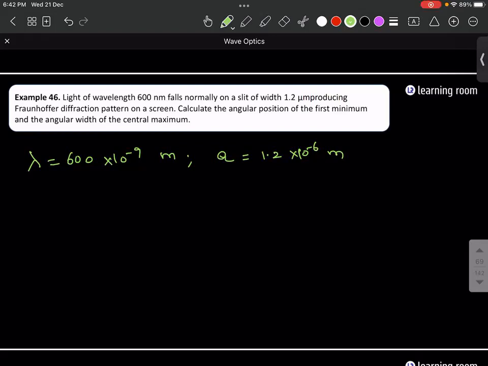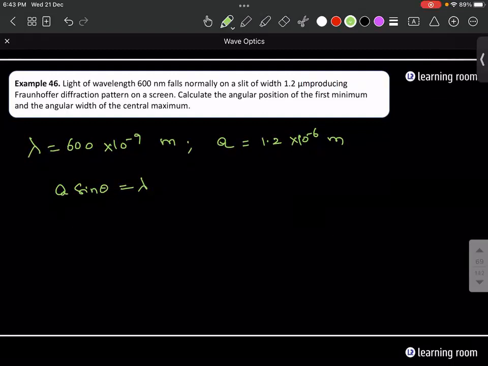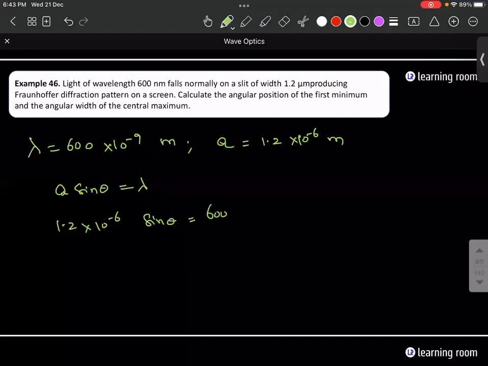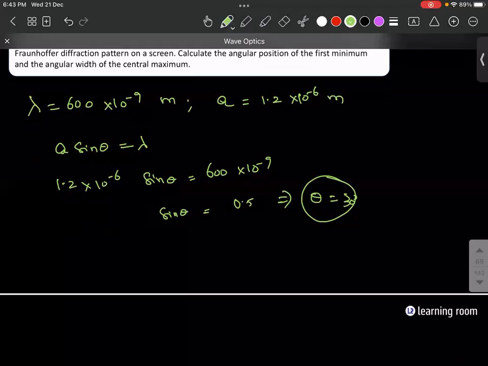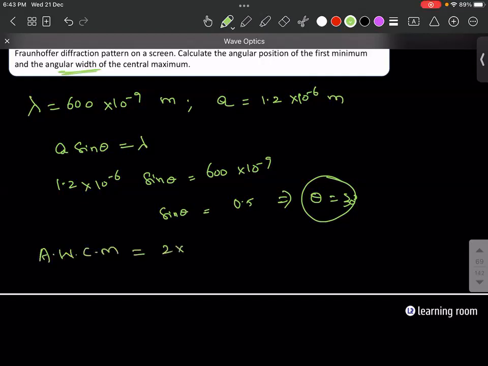So what is the angular position of the first minimum? So condition for first minimum is A sine theta should be equal to lambda. So A is 1.2 into 10 power minus 6 into sine theta is lambda, that is 600 into 10 power minus 9. I think you will get the same thing. So sine theta will be equal to 0.5, which implies theta will be 30 degrees. Then what is going to be the angular width of the central maximum? Angular width of central maximum is going to be 2 into 30 degrees, which would be 60 degrees.